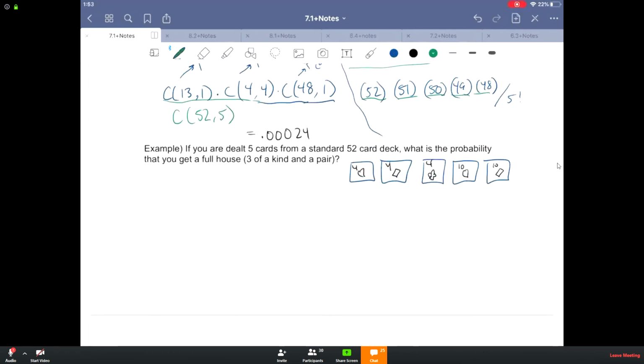Okay, so what happens here? Well, we're still dividing by the same sample space, right? The way to choose 5 cards. Now the difference here is that I got to pick the value to be the 3 of a kind, and I have to pick the value to be the pair. So let's choose the value to be the 3 of a kind. Well, I have 13 different values. I need to pick one of those to be the 3 of a kind.